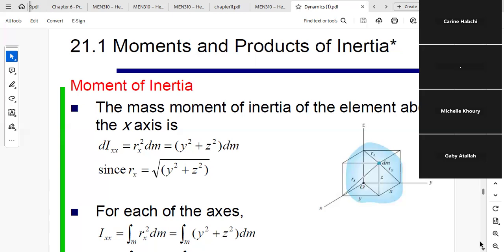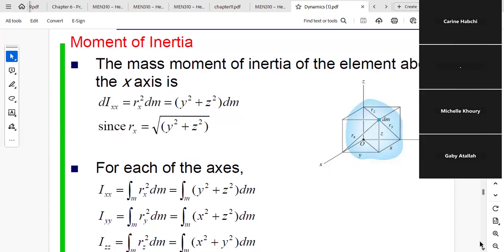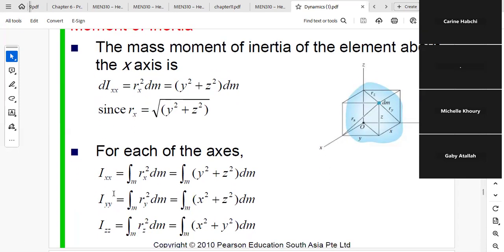Now, in 2D motion, we just learned about inertia about Z, because we just considered the 2D motion case. But now we should introduce the tensor of inertia, because we have motion in 3D. So we'll talk about Ixx, Iyy, Izz, and these are integrals. For Ixx, you perform the integral of y square plus z square dm. If you want to evaluate Iyy, you consider x square plus z square. And if you want to calculate Izz, you perform the integral of x square plus y square dm.